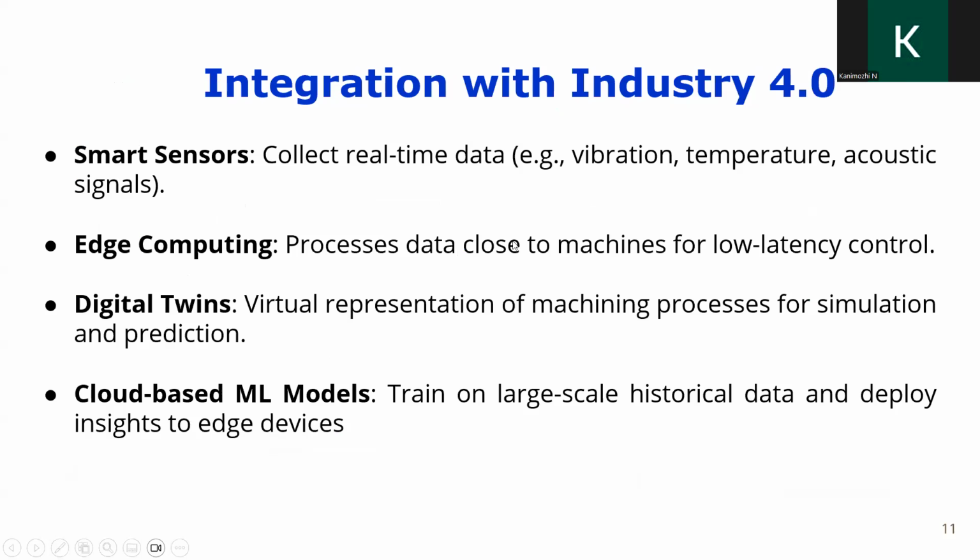And finally, how does all this connect to real-world machining? We are now in the age of Industry 4.0, right? The smart factory revolution, where everything is getting smarter. First, we have smart sensors, which collect real-time data like temperature, vibration, or sound from the machine. Next is edge computing. Instead of sending all the data to a distant server, it processes data near the machine itself, so decisions happen fast without any delay. Then we have digital twins, which are so popular now. This means creating a virtual copy of the machine or process. We can run simulations, test changes, and predict problems before they happen.